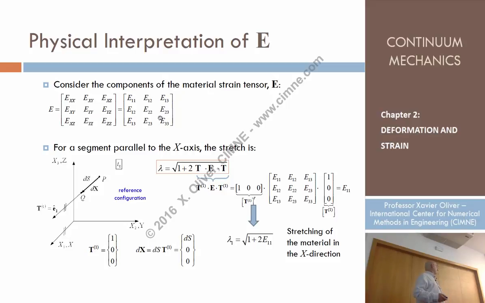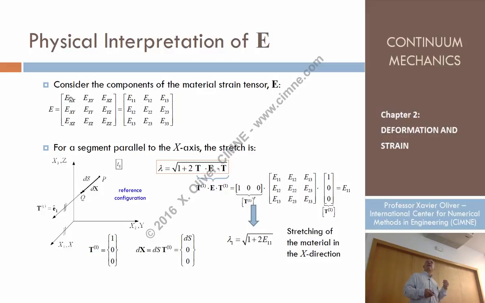So let's try to identify what information is in the material strength tensor, capital E. Well, we know that essentially that tensor informs about variation of angles and distances of particles whose relative position is known at the reference configuration. It provides the variation of distances and angles of these particles at the current configuration.